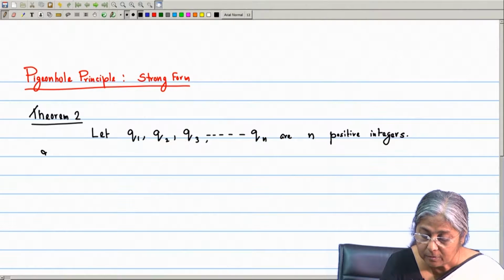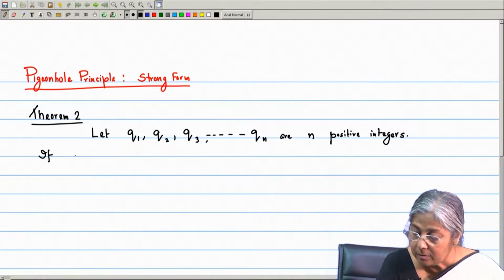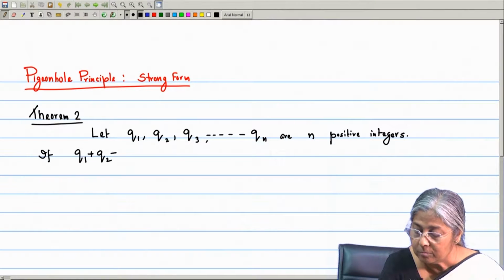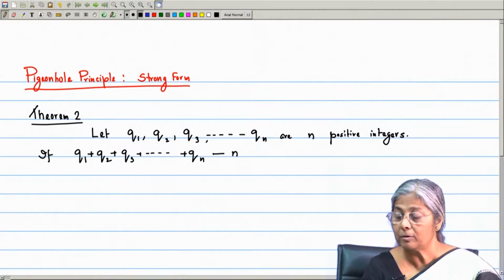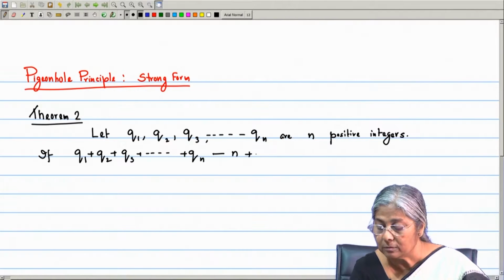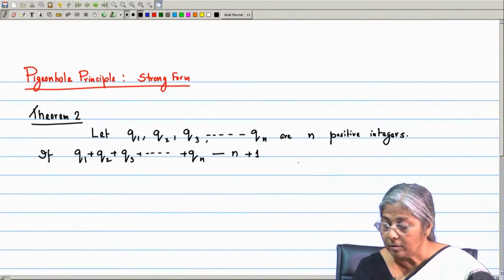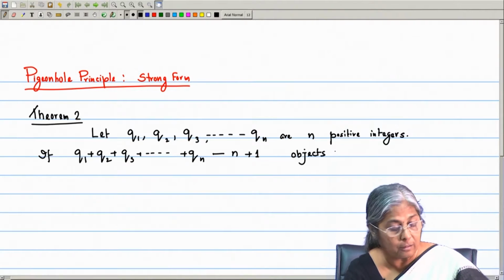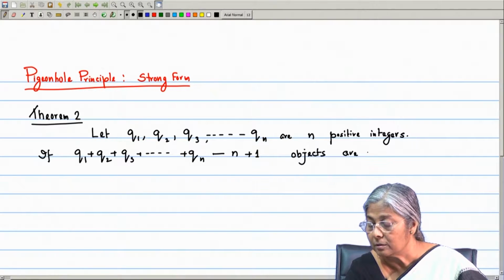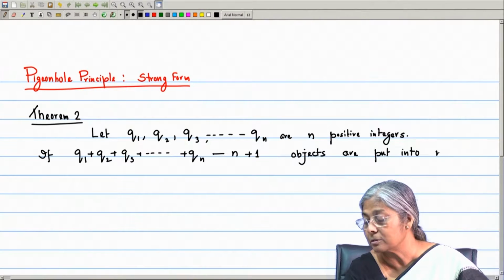If the total number of objects, say Q1 plus Q2 plus Q3 up to Qn minus n, since I have taken n positive integers, plus 1, these many objects are distributed or put into n boxes.